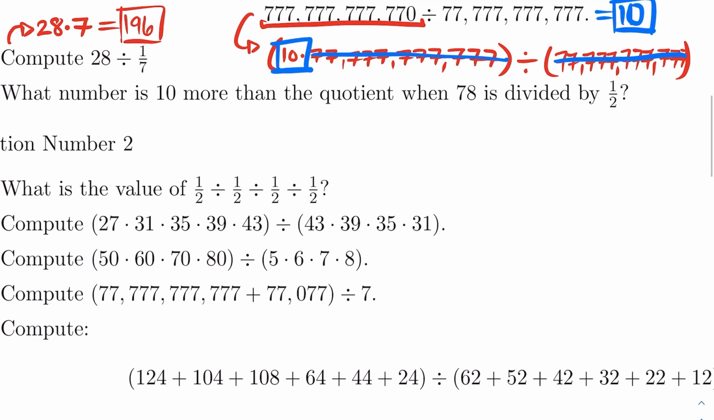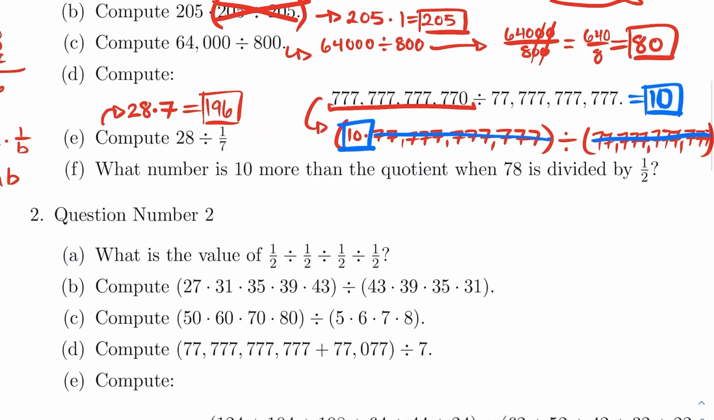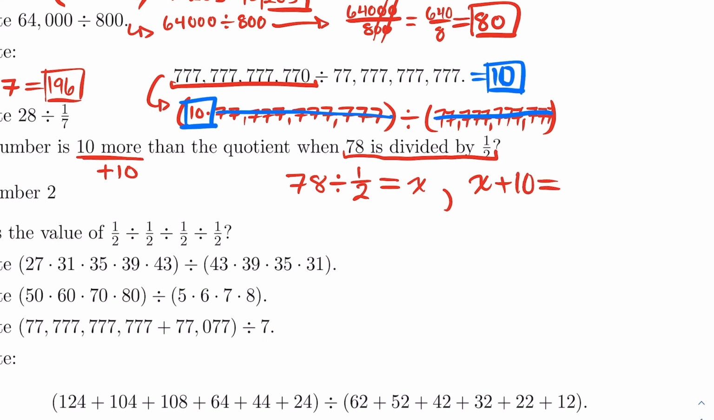So for F, what number is 10 more than the quotient when 78 is divided by 1/2? Okay, so there's a few things that are happening here. We're saying what number is 10 more, so we're going to be adding 10, than the quotient when 78 is divided by 1/2. So what we have is 78 divided by 1/2 is equal to, let's say, x. And then after that, we do x plus 10, and that will be the answer we're looking for.